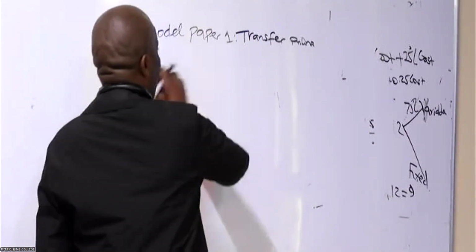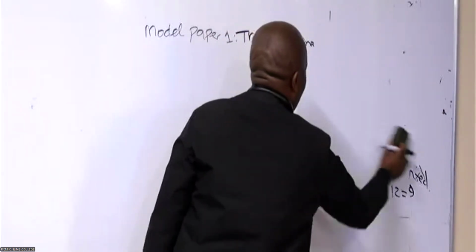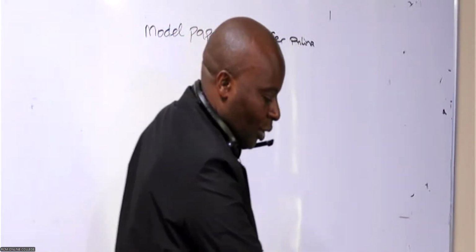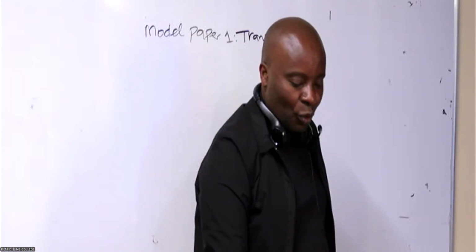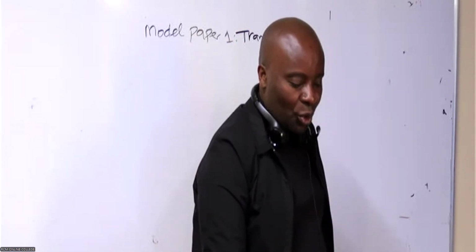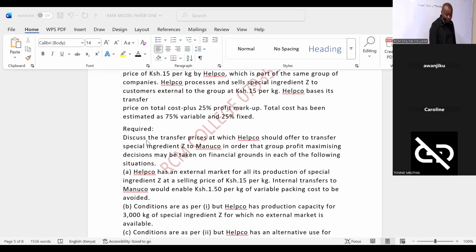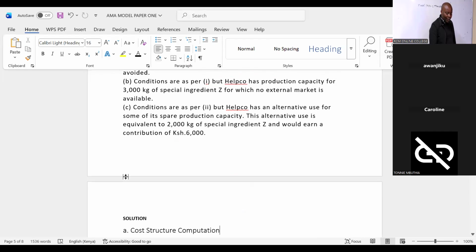Let's look at the second scenario, part B of this question. What do they want us to do in part B? Ladies and gentlemen, part B is quite an easy one. They're telling us that the conditions of A above shall prevail, but now HelpCo has production capacity for 3,000 kilograms of special ingredient Z for which no external market is available. So ladies and gentlemen, now there are two issues here.